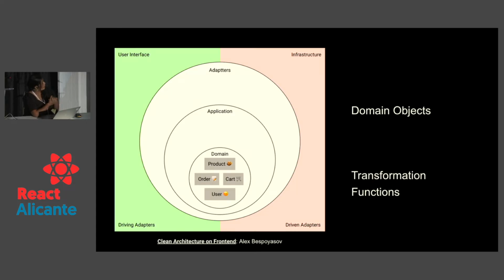So in this example, we already talked, in the domain layer we will have product, order, cart, and user, and we'll have their transformation functions to mutate those domain entities.